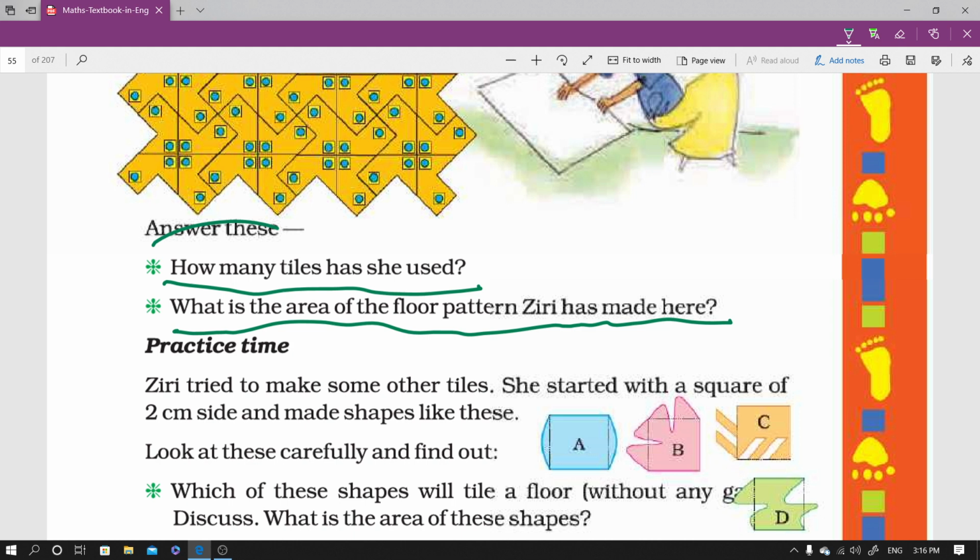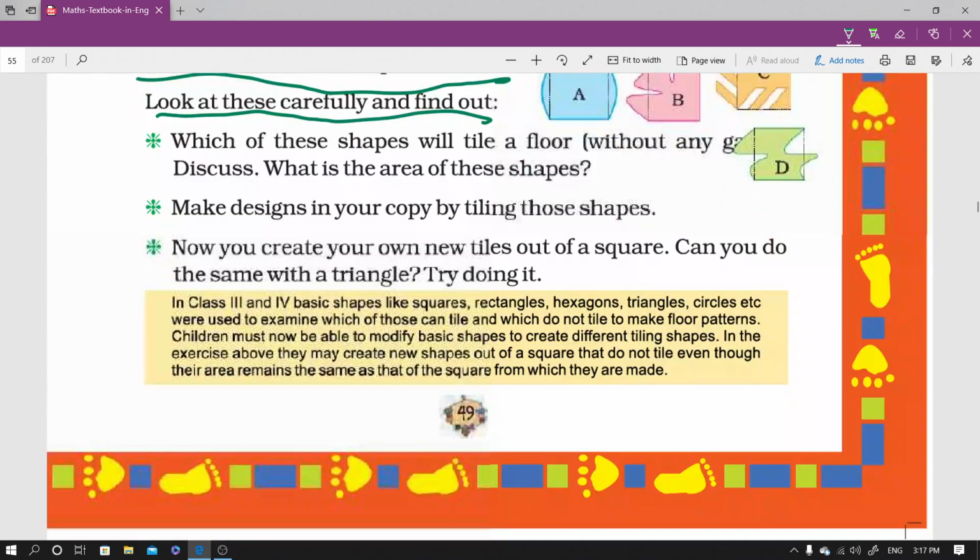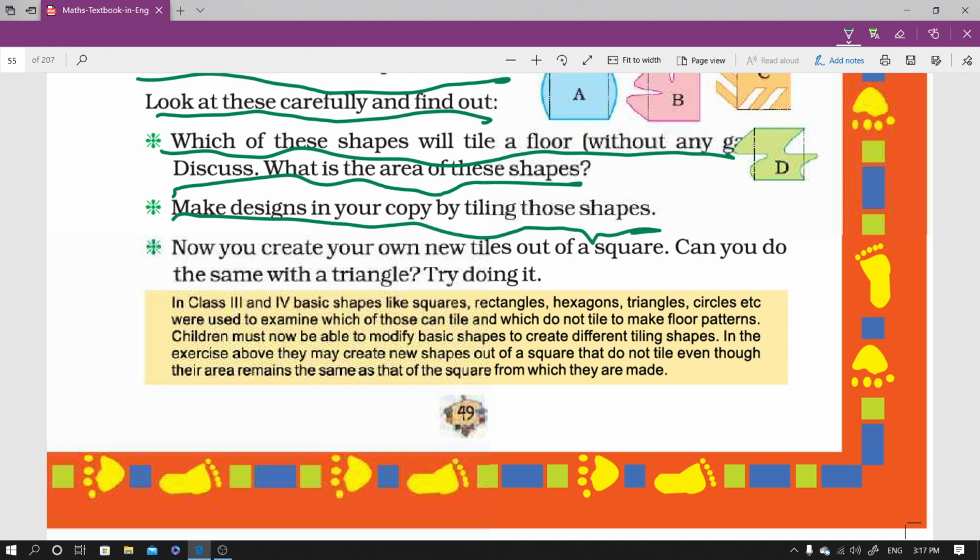Practice time. Ziri tried to make some other tiles. She started with a square of 2 cm sides and made shapes like this. Look at them carefully and find out which of these shapes will tile a floor without any gaps. Discuss what is the area of this shape. Make designs in your copy by tiling those shapes.